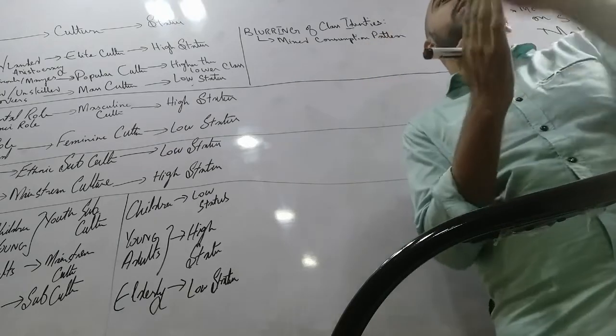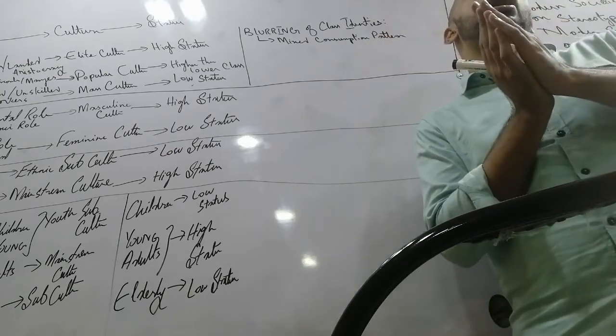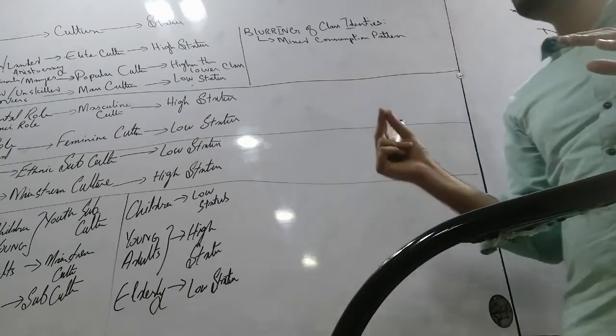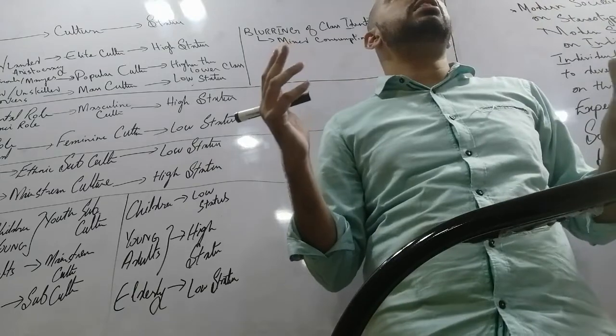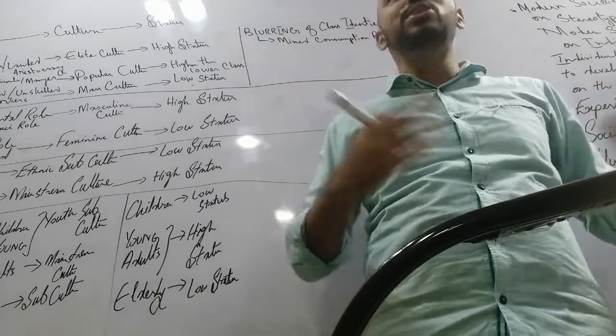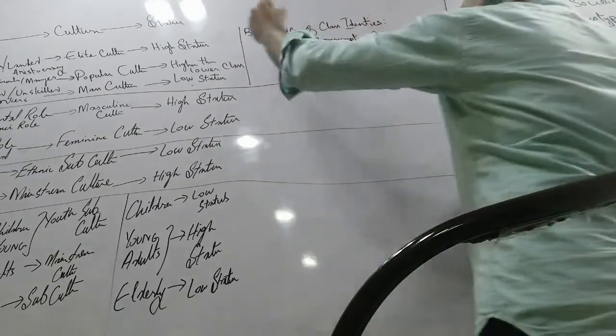Previously, the consumption pattern of the upper, middle, and lower class was so visible, and you could see they all had different brands. But in post-modern societies, every individual has the same clothing pattern, due to globalized identities. We will discuss it further down. Okay, so mixed consumption pattern.